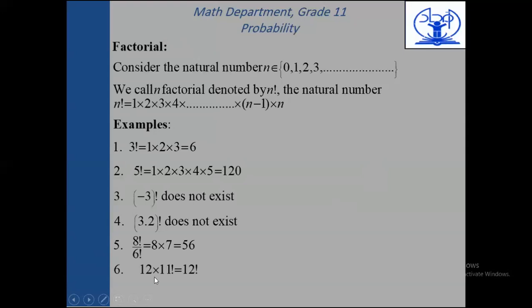What about 12 times 11 factorial? Can you simplify it and write it as one factorial? 11 factorial actually means 11 times 10 times 9 times 8 down till 1. But you're multiplying by 12. So actually this is from 1 till 12, which is 12 factorial. By convention, only by convention as a notation, 0 factorial is considered to be 1. You can check this on your calculator.